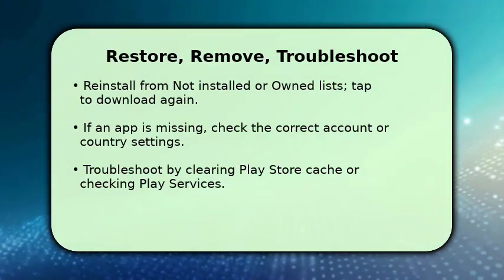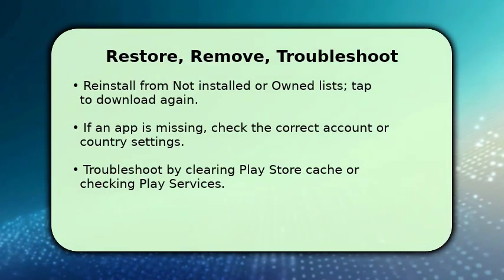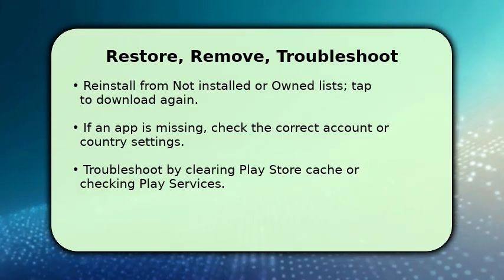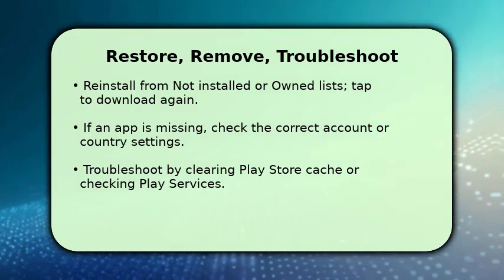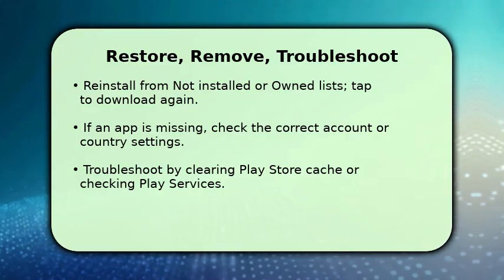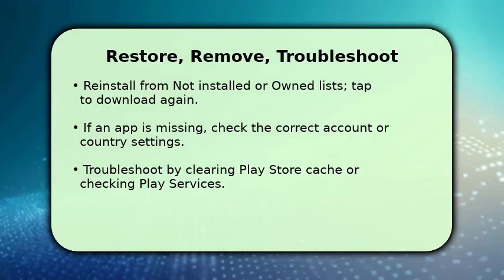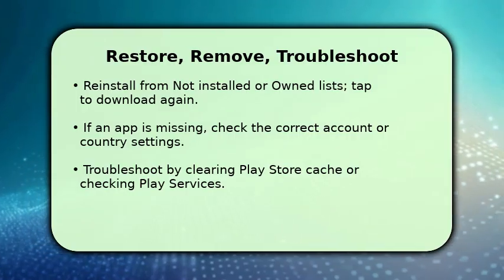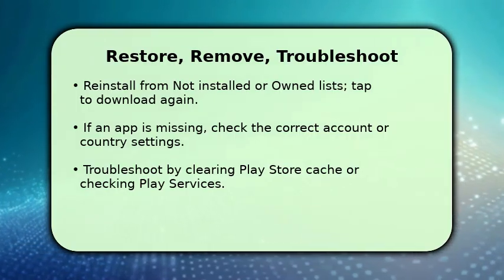To finish, reinstall any app by tapping it in the Not Installed or Owned list and press Install. Once downloading, verify permissions and wait for indexing. If an app doesn't appear, make sure you use the same Google account and that regional restrictions aren't hiding it.